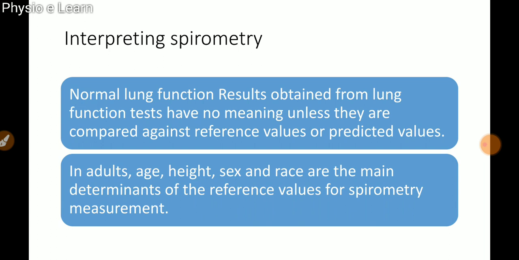So the reference value is a must. That's why they say the results obtained from the lung function test have no meaning unless they are compared against the reference value or the predicted value. The predicted value will be calculated by the software once you enter the height, gender, race, and age of the patient.